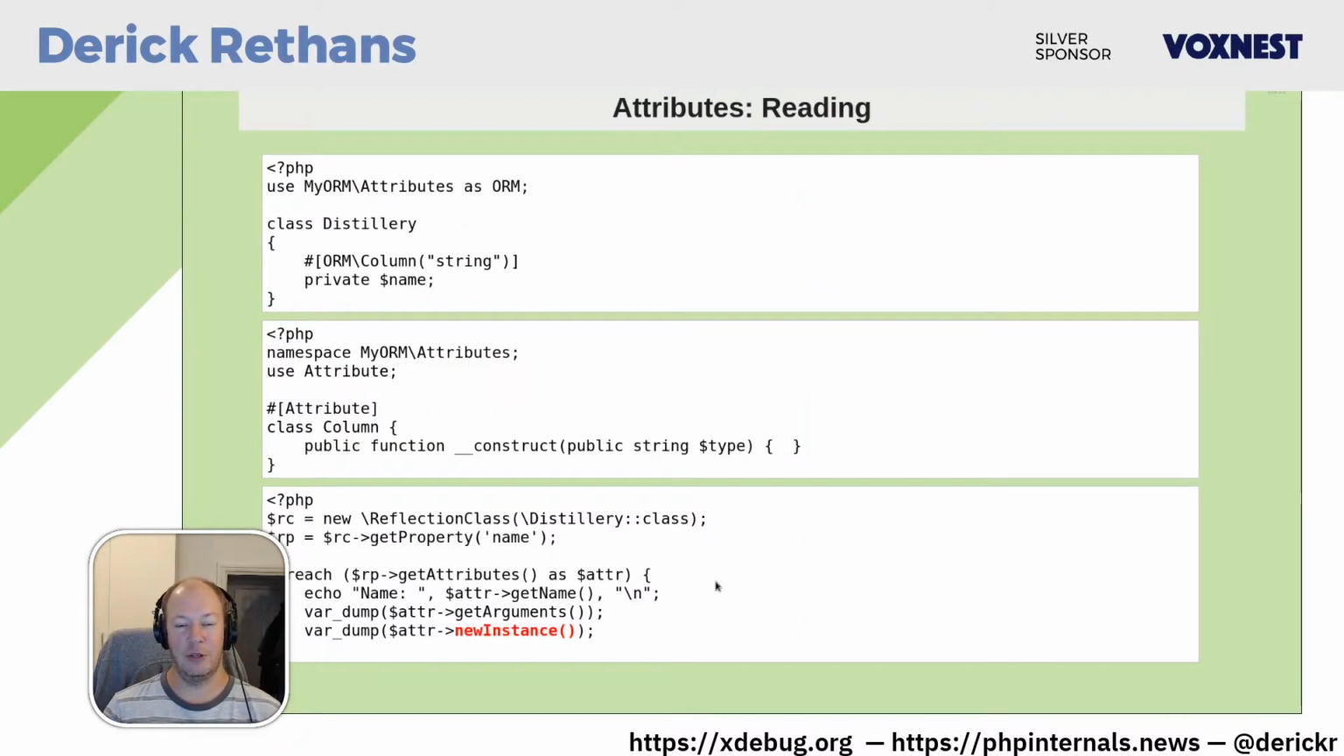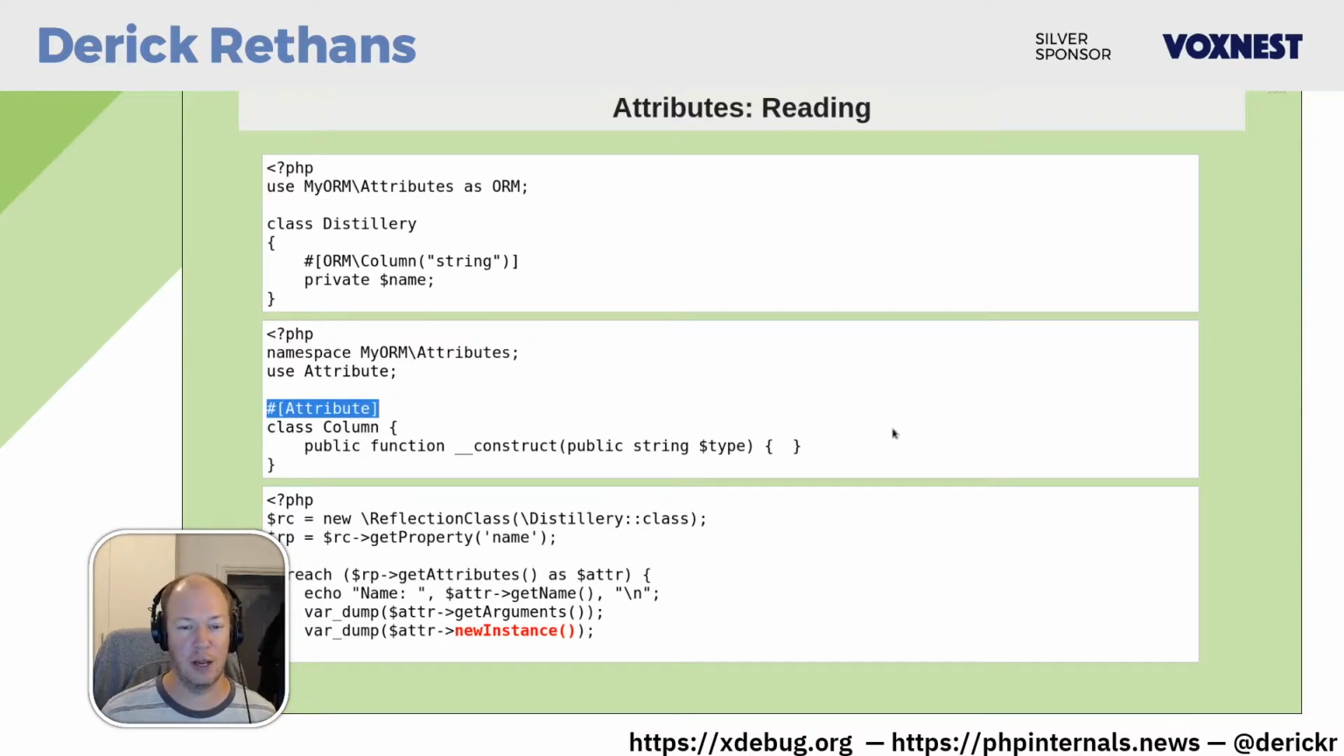Now, to use these attributes, you can use them through reflection. The top example here is pretty much the same example as on the previous slide, except that I only kept one attribute, where I have ORM column string. So this basically defines the my ORM attributes column attribute on the private property name. As I mentioned, this column thing is actually a class, and you have to define this class to make use of this. And you have to define this class and mark it with the attribute, which is what we have here in the second example.